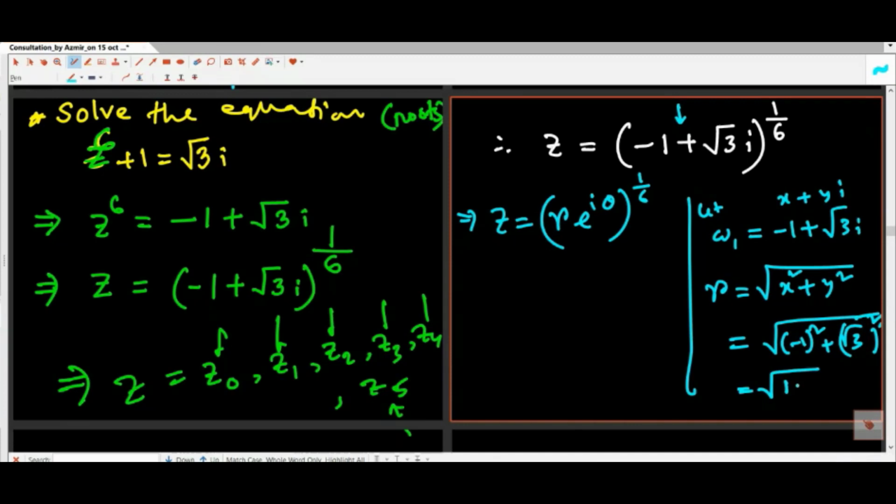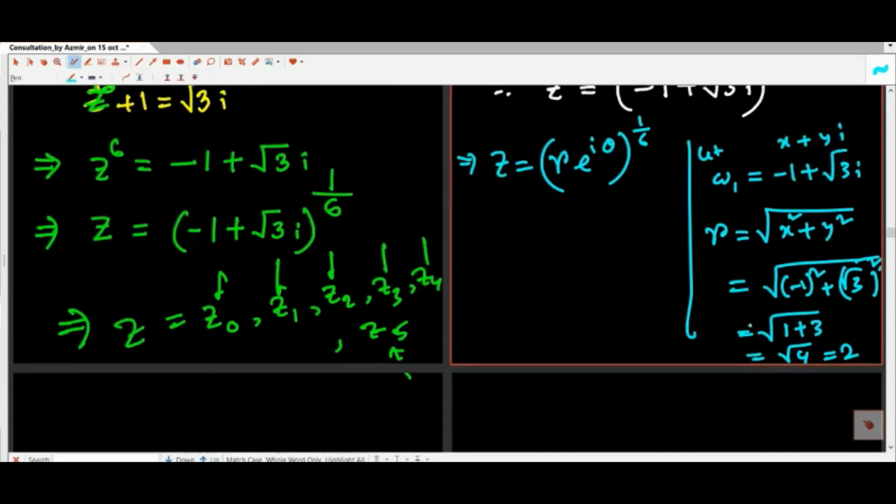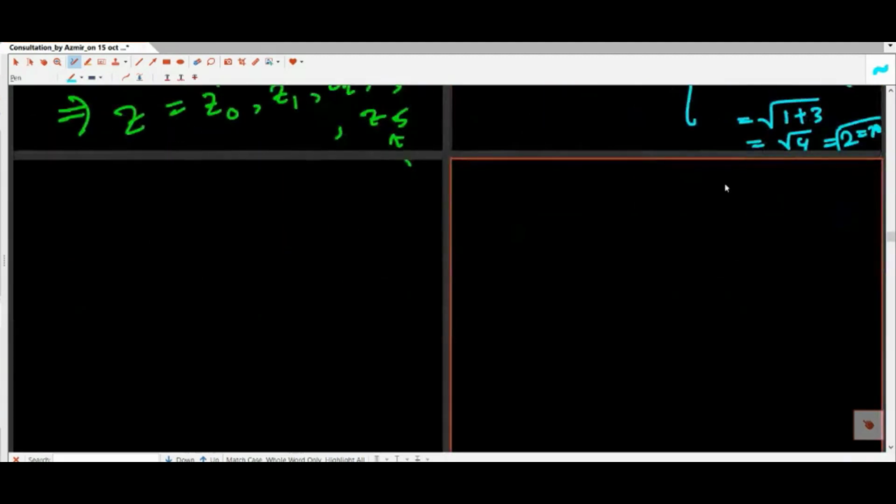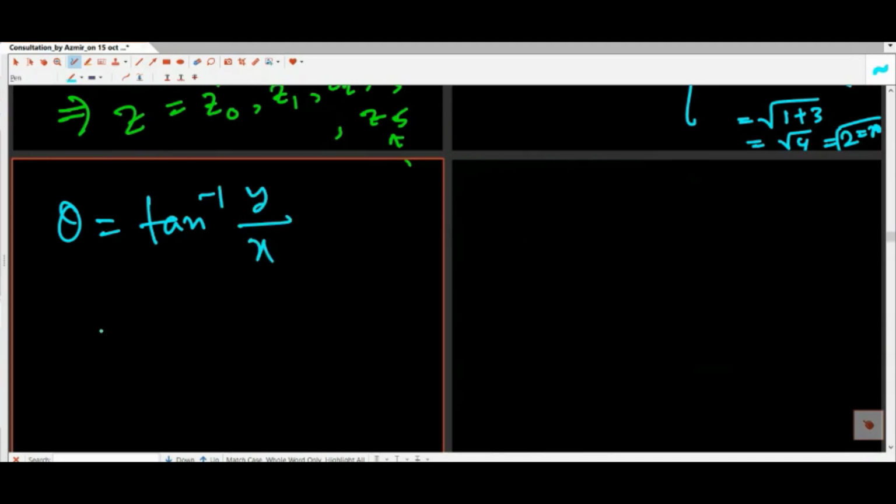So we have 1 plus 3, that is square root of 4. That means R equals 2. So we have found R, that is R equals 2. Now e power i theta. So what will be theta? So we can find the argument, that is theta equals tan inverse y over x.